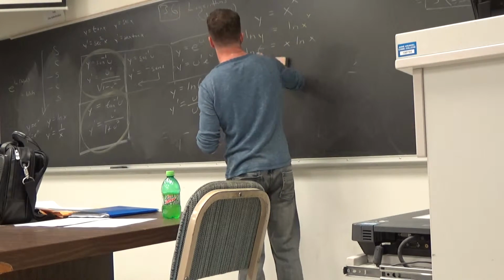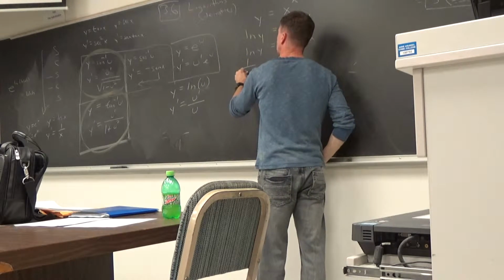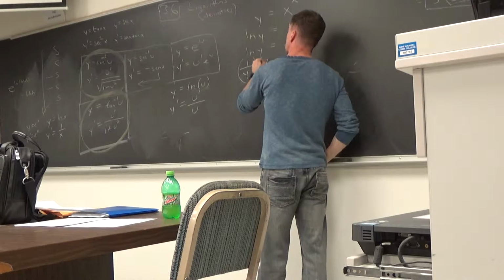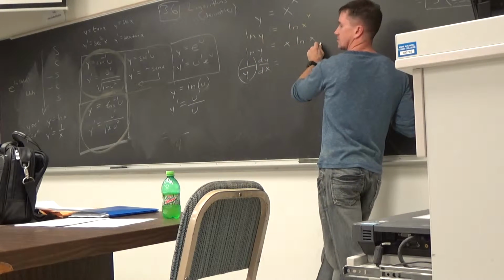But everyone, I'll go back. What was this? It was a y, so I'll say 1 over y times dy dx, and our goal is to find dy dx, so we're going somewhere. But everyone, you do need product rule there.